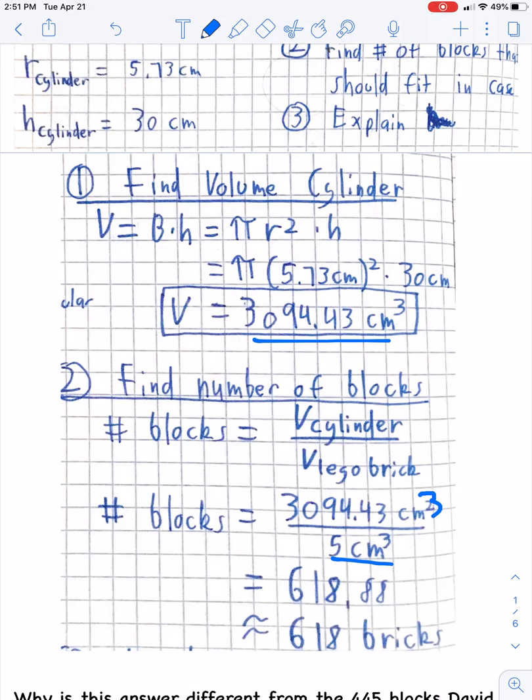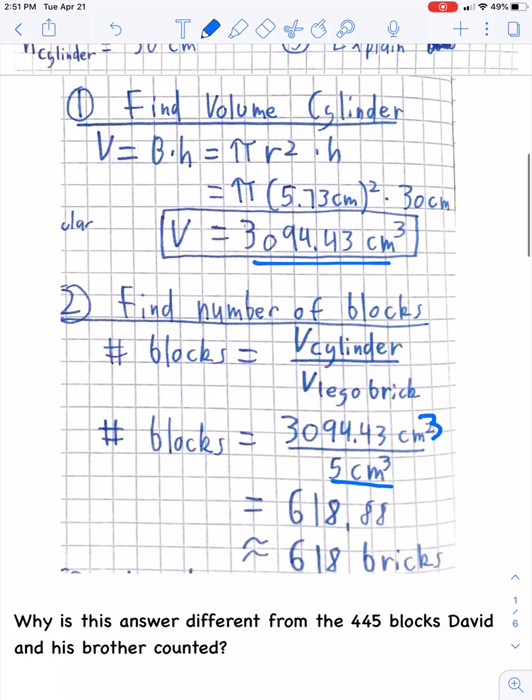All right, so now I want you guys to think about why this answer, which we calculated correctly using our volume formulas, using the correct equations, is different from the 445 blocks David and his brother counted. Hit pause, take 30 seconds, then hit play once you got your answer.